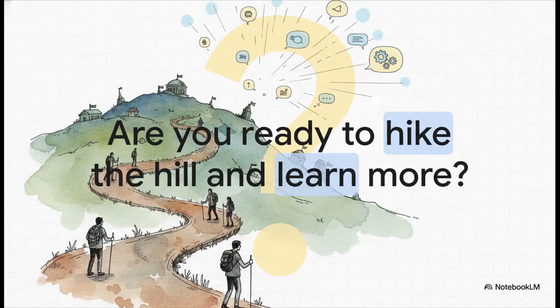Which leaves us with a pretty compelling final thought, drawn straight from the ethos of the documents we just reviewed. If self-governance is truly a muscle that must be exercised to avoid atrophy, the question becomes, are you ready to hike up that hill and learn more about your local assembly?